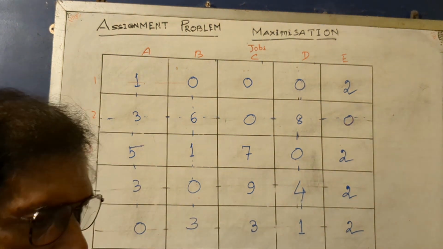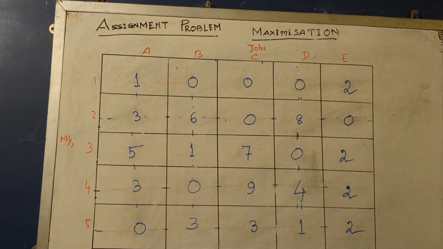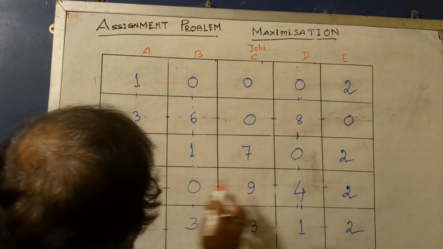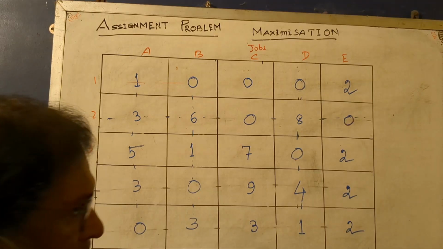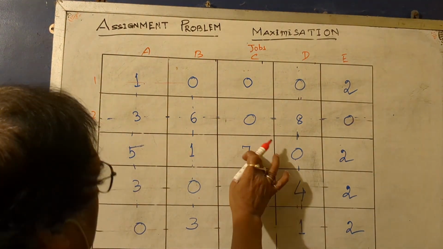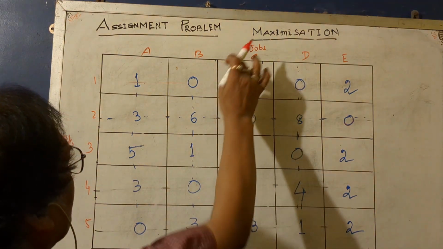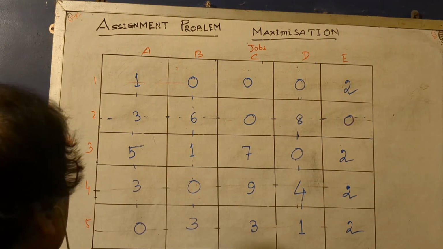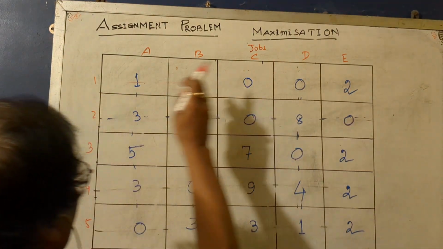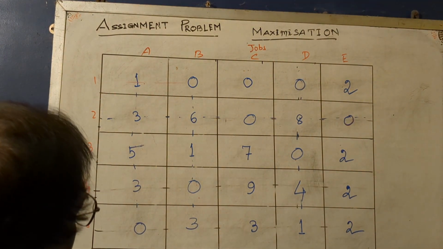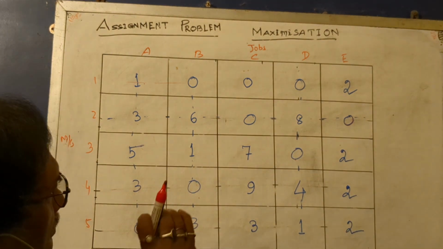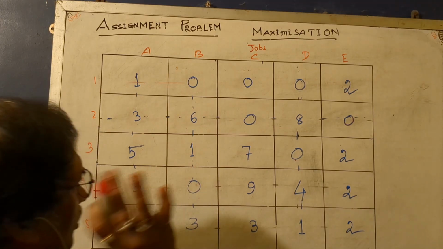Now I am going to start the allocation. How will we start? You see, in this row there is only one 0. So the allocation should be put on 0 only. Allocation means allocation of jobs with machines. On this side are 5 machines and 5 jobs. Which job is to be attached to which machine? You have to allocate from this table, and the allocation will be made on 0 only.